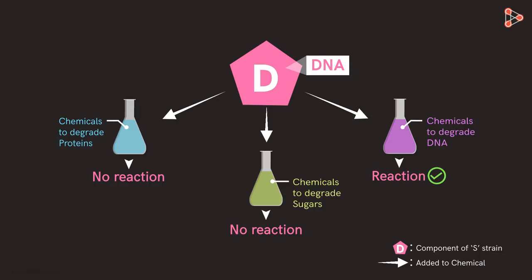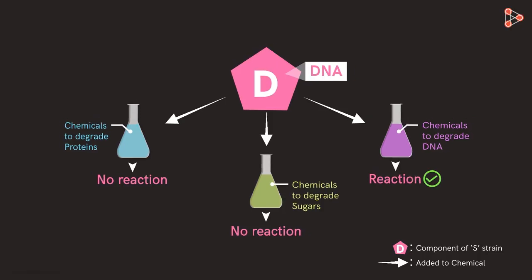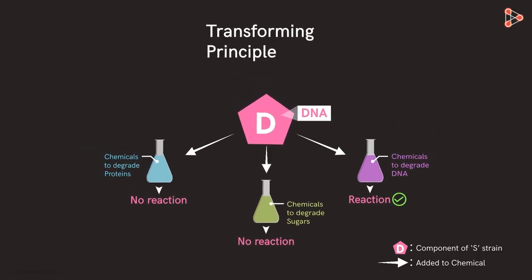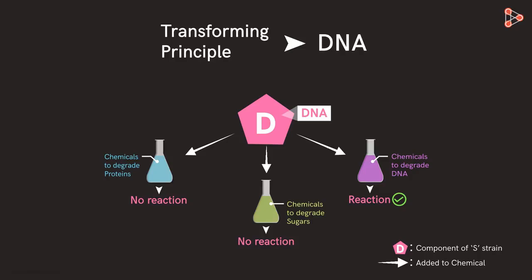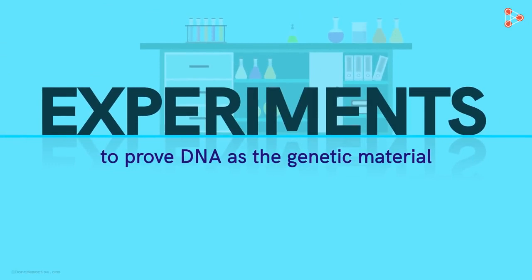This chemical analysis helped in understanding that the transforming principle was nothing else but DNA. And this wasn't easily accepted as a fact. A few years later, another experiment helped confirm the fact that it's indeed the DNA which is the transforming principle. Let's find out more about the experiment in the next part.